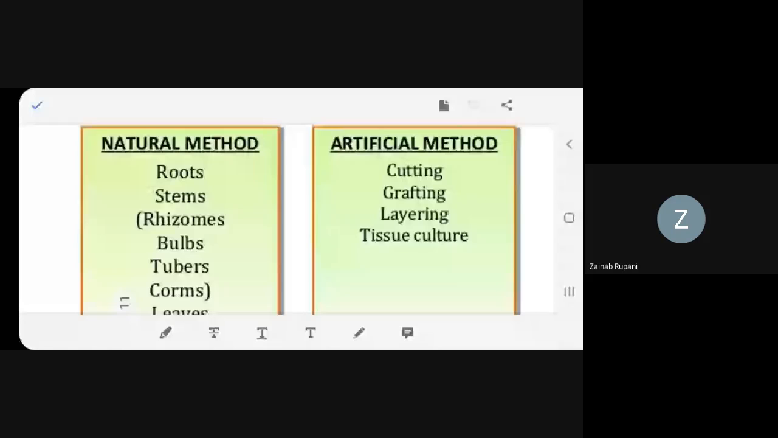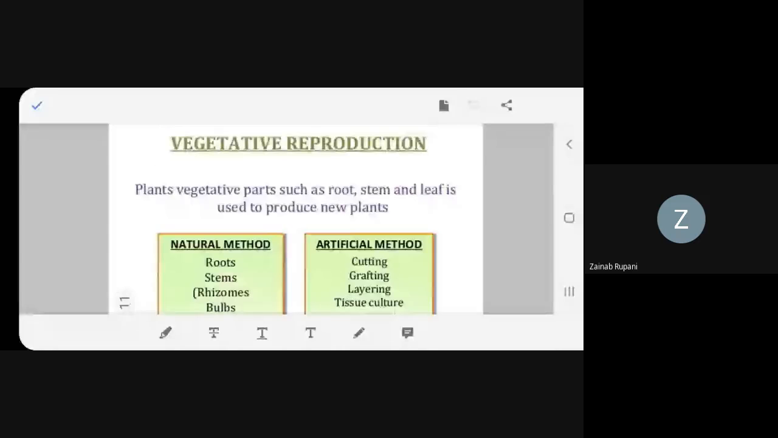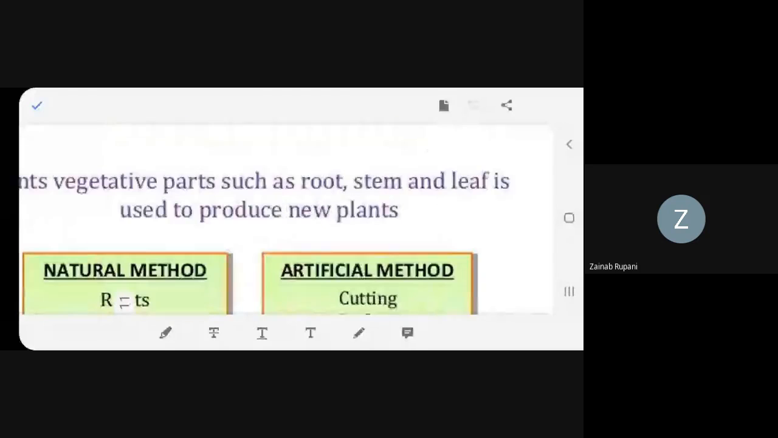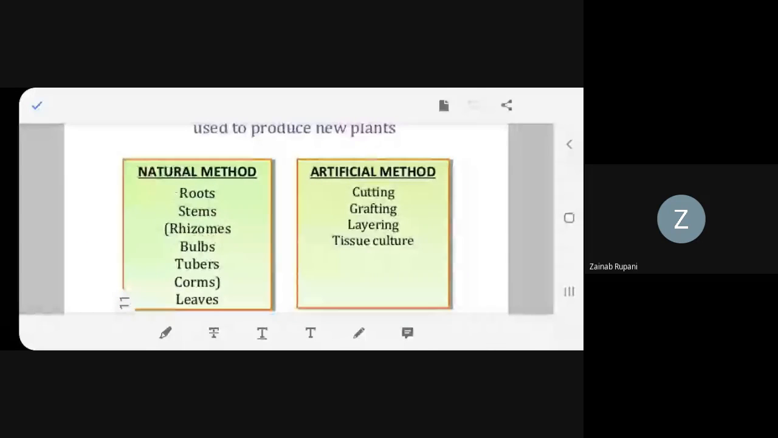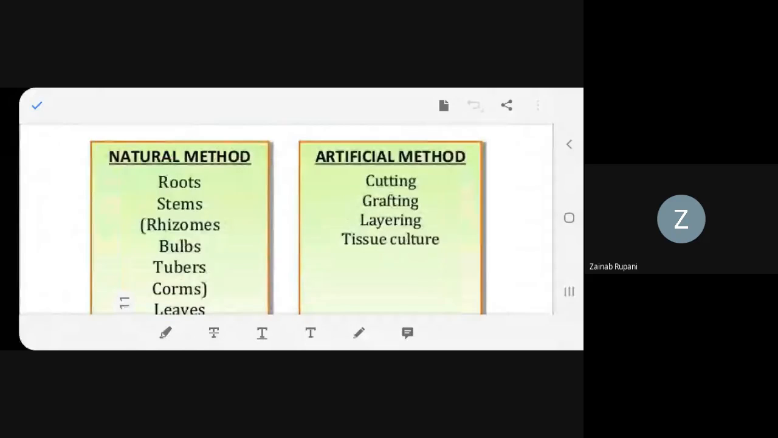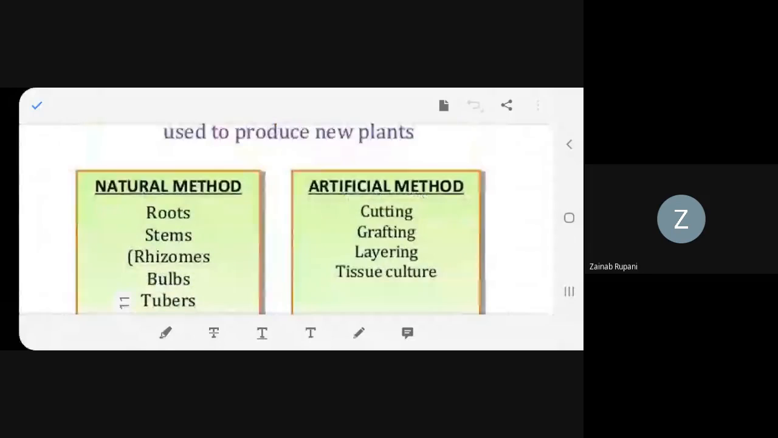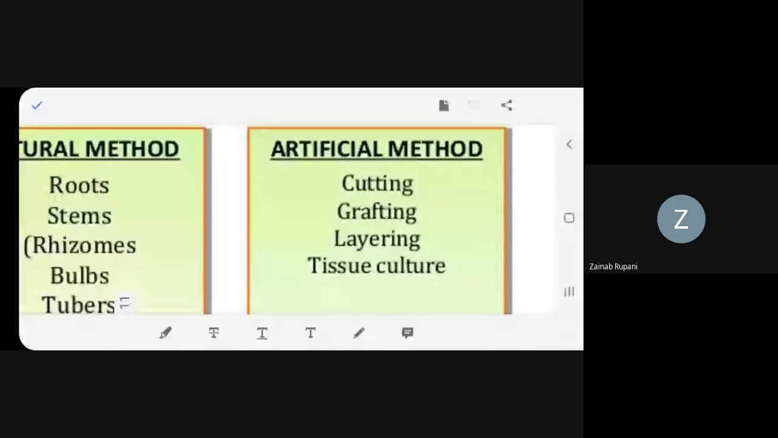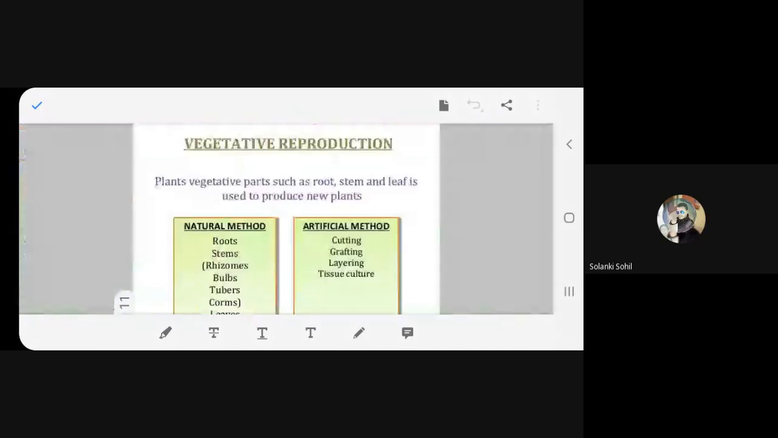Fine, that's it. Now, what are we going to read? This is vegetative reproduction, so what are we using? Root, stem, and leaf, right? What are the natural methods? It is happening on its own, from roots, stems, buds, tubers, rhizomes, or leaves. Whereas the artificial method is when we implement those activities, when human interference is involved, that is cutting, grafting, layering, tissue culture. You understood? Otherwise, naturally, in jungles, these things are happening. Ma'am, what is grafting?